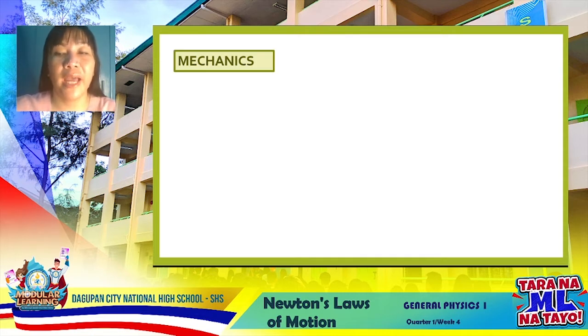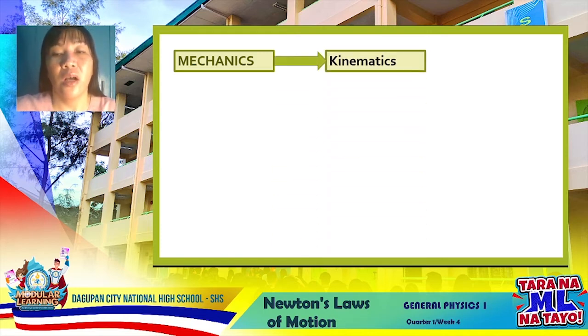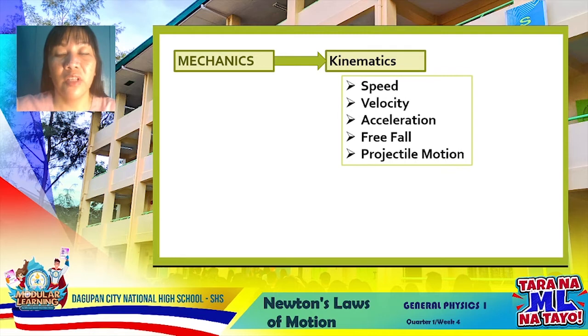Previously, we learned that mechanics is the branch of physics concerned with the study of motion and what produces and affects it. Also, you've seen in the previous lessons how to use the language and mathematics of kinematics to describe motion in one or two dimensions like speed, velocity, acceleration, free fall, and projectile motion.